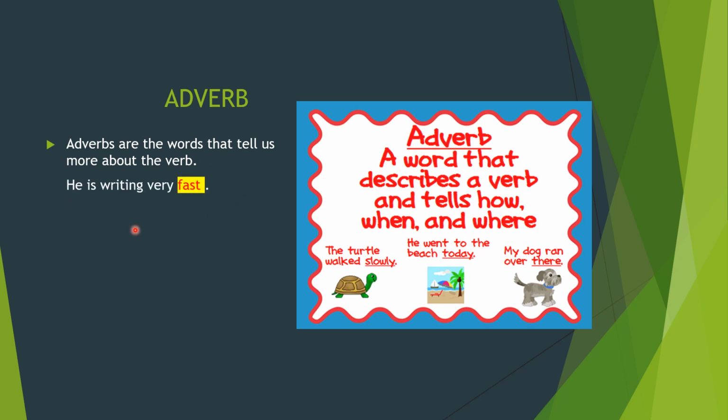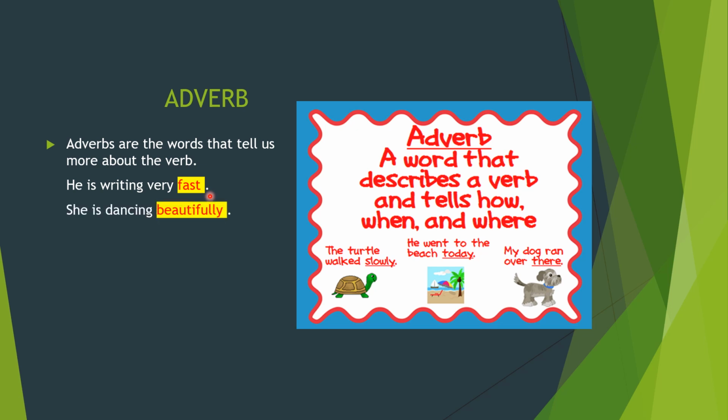Now for example, he is writing very fast. So how is he writing? Writing is your verb. Now how the person is writing, so he is writing very fast. So fast is describing this verb writing. So we can say fast is an adverb.